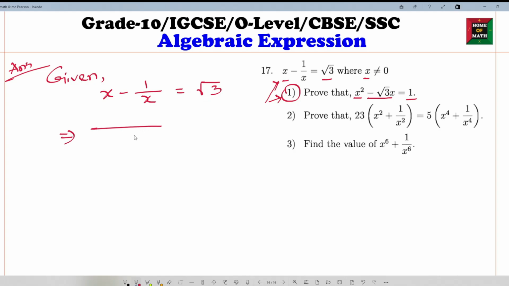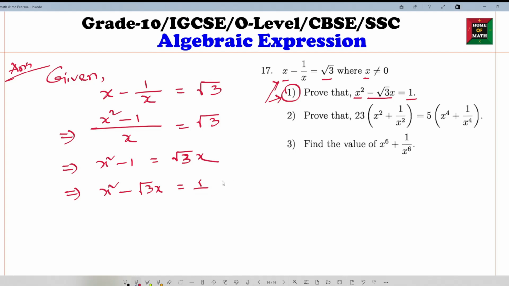Now we can take the LCM, so x square minus 1 over x equals root 3. So x square minus 1 equals root 3x. Just cross multiplication. So x square minus root 3x equals plus 1. We just transfer the left side to the right side and the right side to the left side. Now look, we have to prove that x square minus root 3x equals 1. We already get this one, so it's proven. Okay, the first question answer is done.